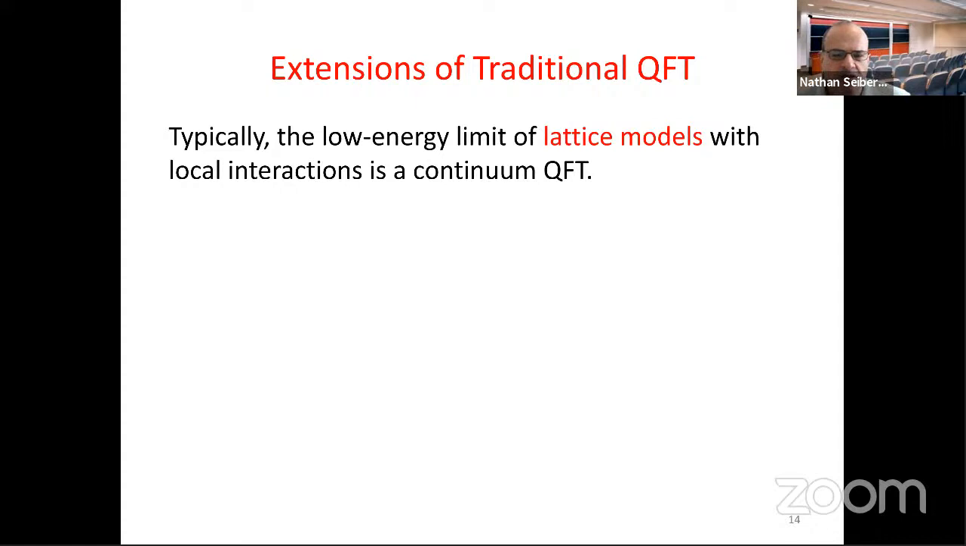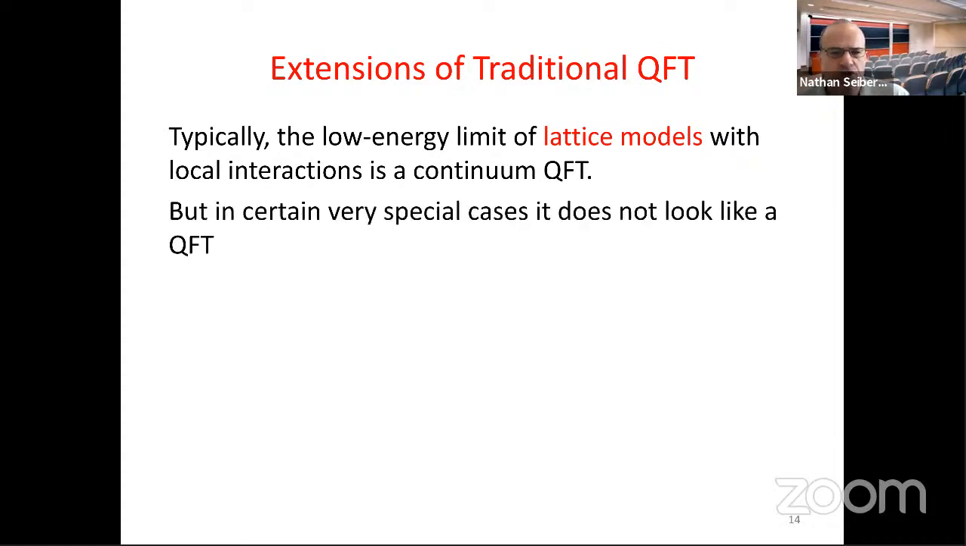And at long distances, the lattice is washed away. We don't care about the lattice, and the whole thing looks like a continuum. So typically, this is the case, and this is where quantum field theory has been so successful over the last several decades, giving us the description of the long-distance physics of lattice systems. But in certain special cases, that's not the case. And in particular, models of fractals, which I will soon discuss in more detail.